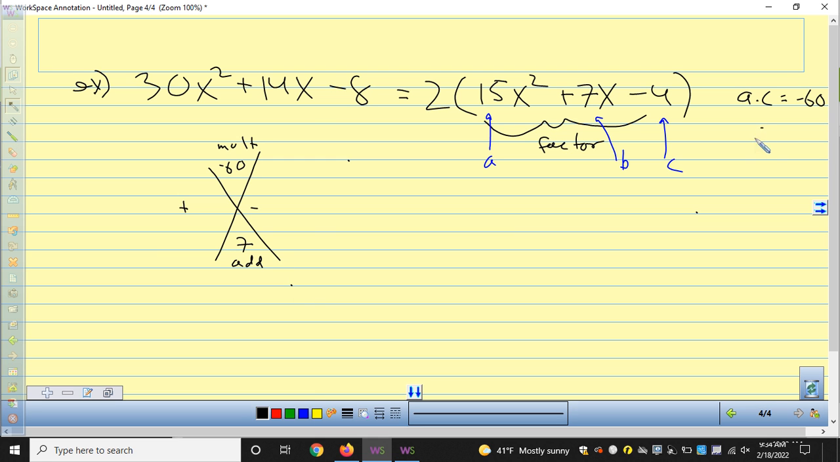So let's find our factors of 60, and we need them to add to 7 with one positive and one negative. All right, so my factors of 60: 1 times 60. There are a lot of factors of 60. 2 times 30, 3 times 20, 4 times 15. Still not getting anything that adds or subtracts to give me 7. 5 times 12. Yes. 12 minus 5 is 7. So those are our factors. You have to have a negative 5 and a positive 12.